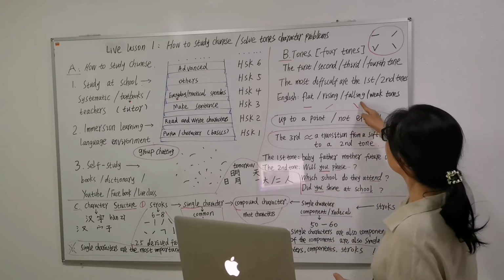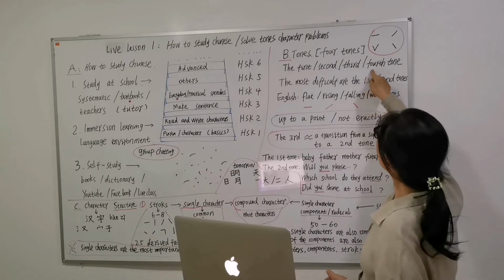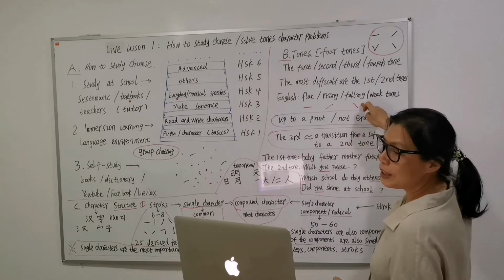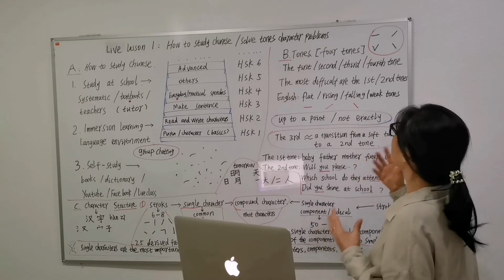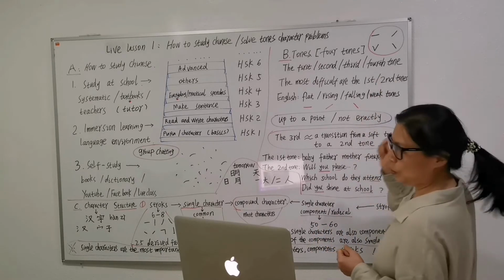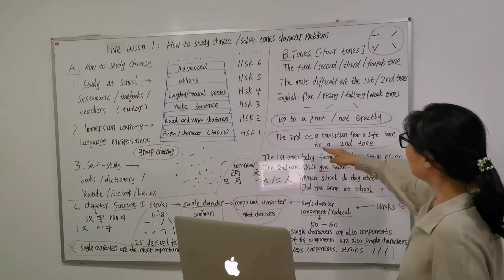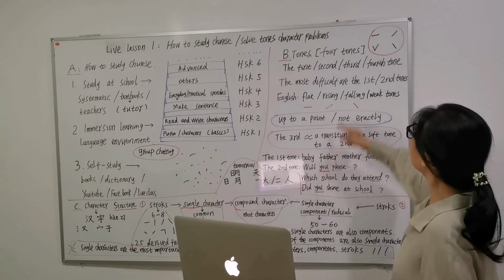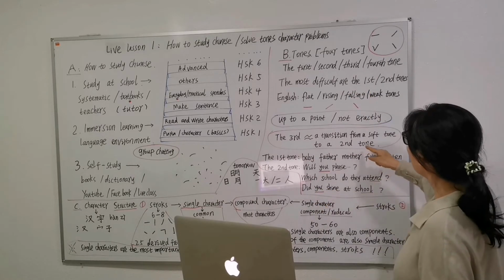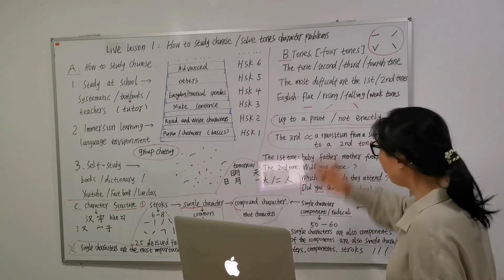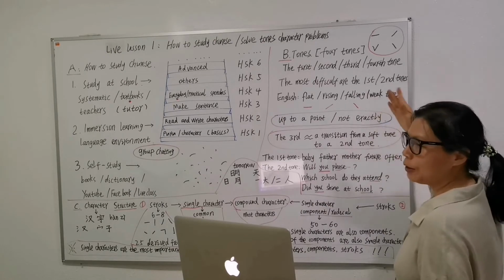About the falling tones, the fourth tones, English has a lot of falling tones that are almost exactly like fourth tones. Like this. Two is the fourth tone. Two. Two. Tone. Weak.